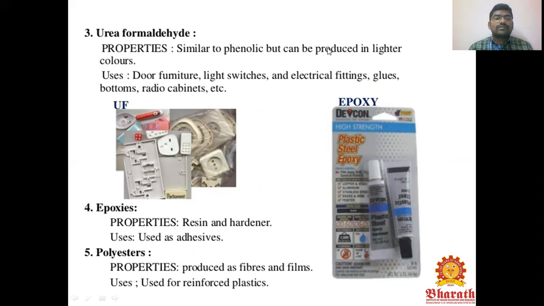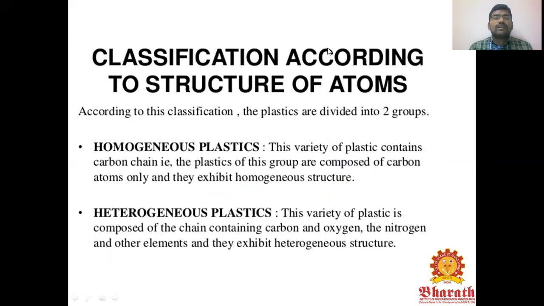Next one is polyesters. Properties: they produce fibers and films. Polyesters produce fibers and films, and are used as a reinforced plastics material, using the epoxy material. Next, what is the classification according to the structure of atoms? In the structure, one is homogeneous, another is heterogeneous.